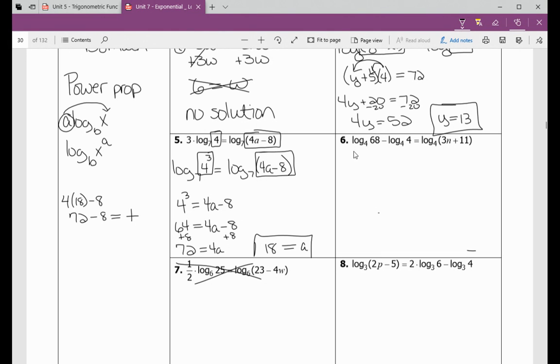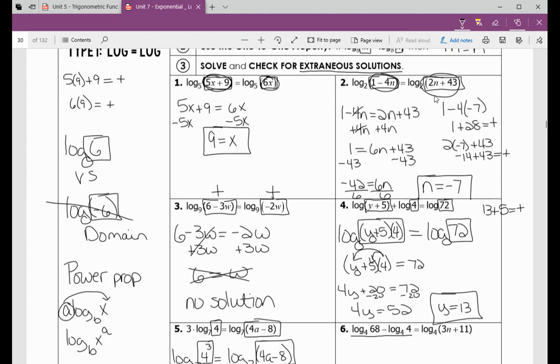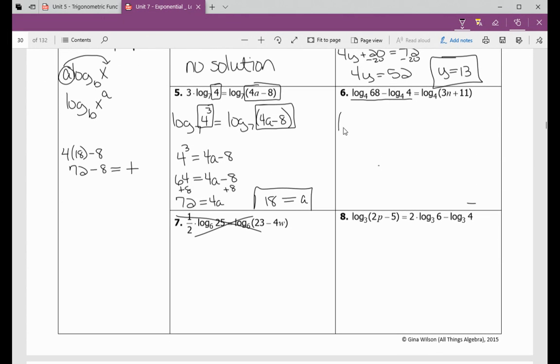In number 6, if y'all have questions, make sure that you stop me. In number 6, I have a logarithm minus a logarithm. At the very top, I said if you have a logarithm minus a logarithm, you write it as one logarithm with a fraction behind it. So I'm going to have one log base 4 of 68 divided by 4 behind it. This number divided by this one. I don't care if those numbers have x's in them. You're still going to put whatever is in the group divided by whatever is in the other group.